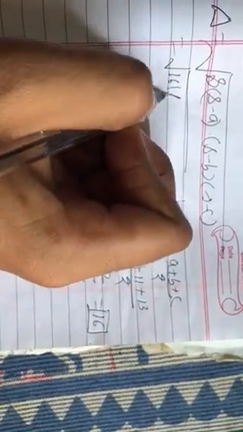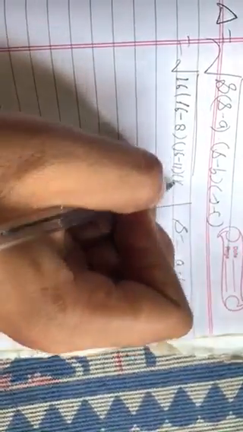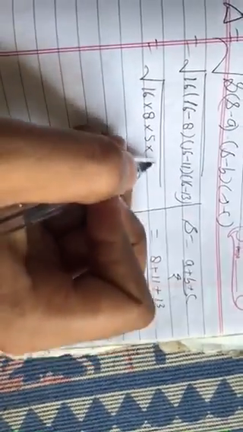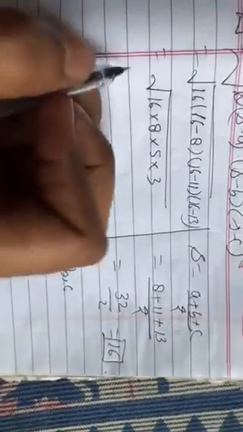16 minus A, that means 8. 16 minus B, 11. 16 minus C, that means 13. 16 minus 8 is 8, 5 and it is 3, right?